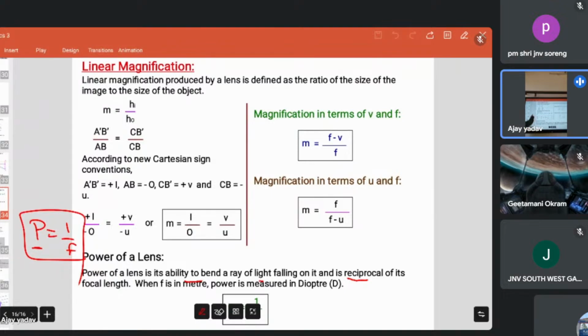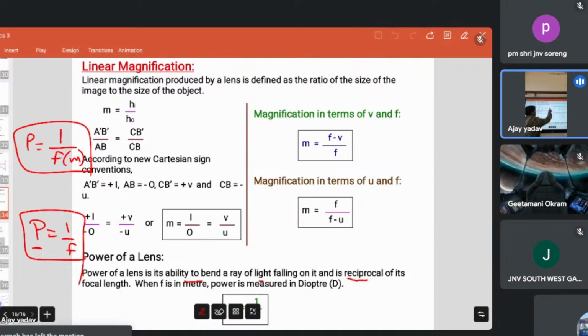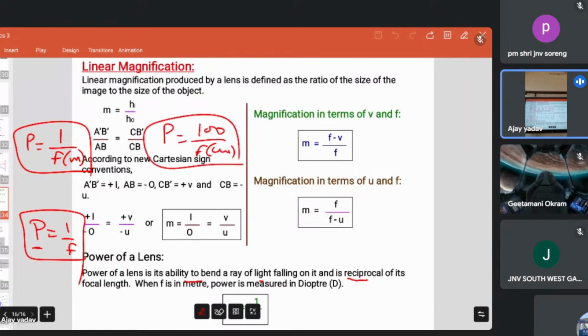So one thing you have to remember: if focal length is in meter, then you will use the formula 1 by f. And if focal length is in centimeter, then you will use the formula 100 by f. In both cases, unit of power will be diopter. A convex lens has positive focal length, which means it has positive power, and a concave lens has negative focal length, which means it has negative power.